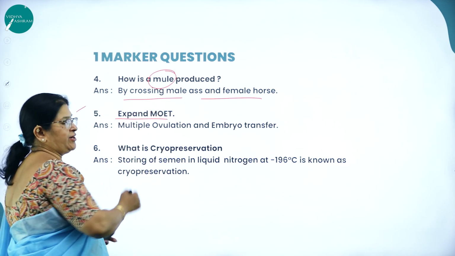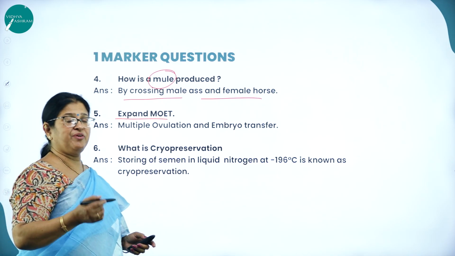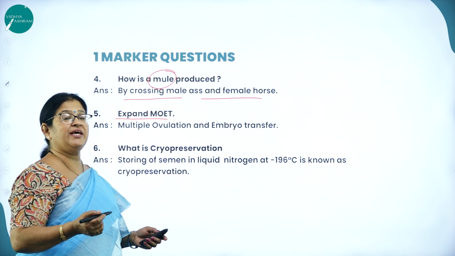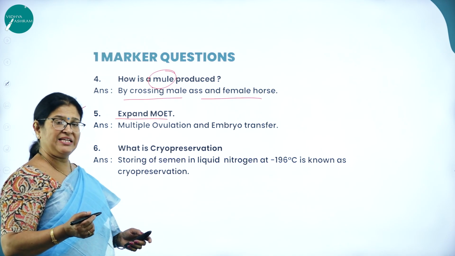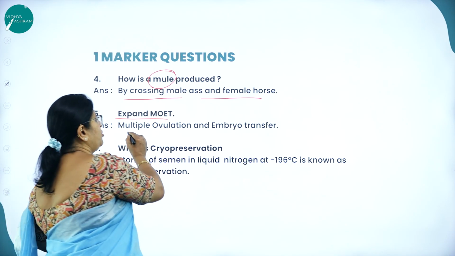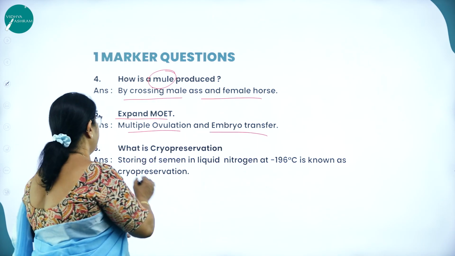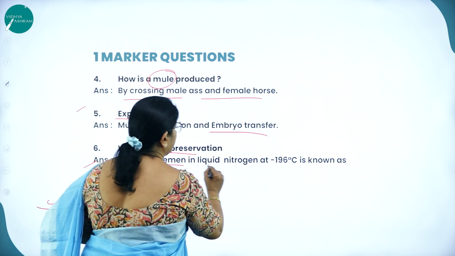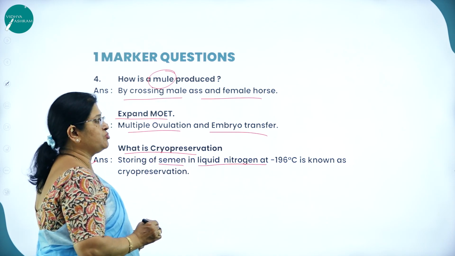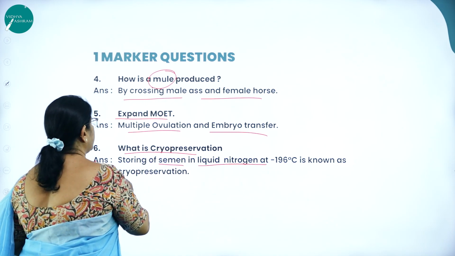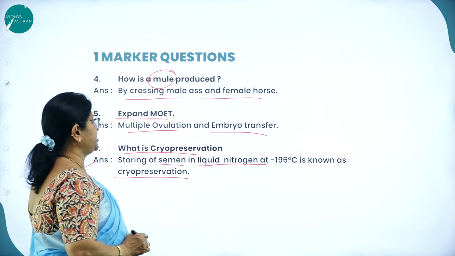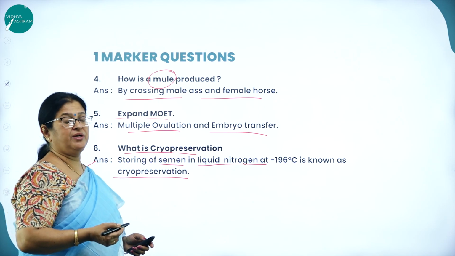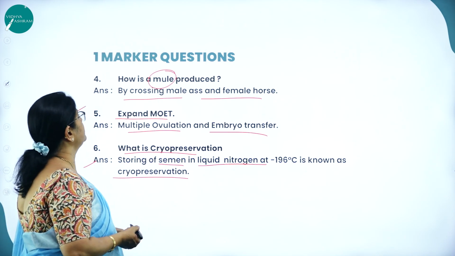Then expand MOET. Already I told you sometimes abbreviations will be given for 1 marker questions. Like expand AI. AI stands for what? Artificial insemination. MOET, multiple ovulation and embryo transfer. Next, what is cryopreservation? Storing of semen in liquid nitrogen at minus 196 degrees centigrade is known as what? Cryopreservation. So these are the type of questions which may appear in the board examination.